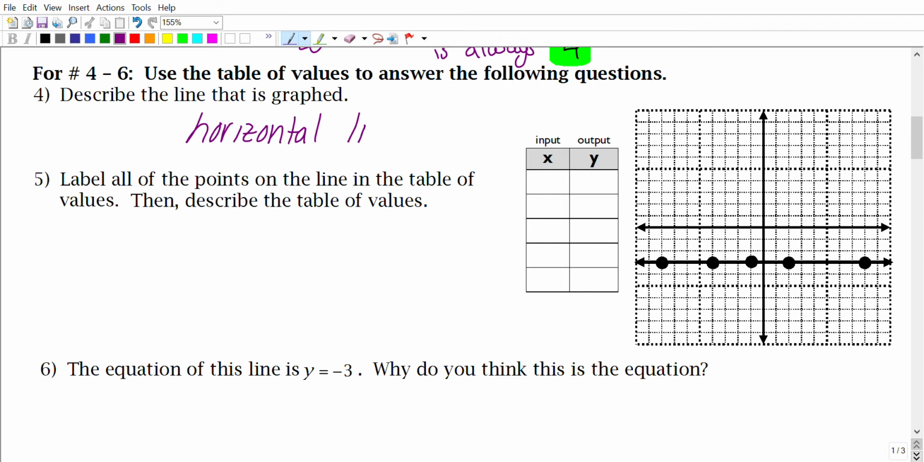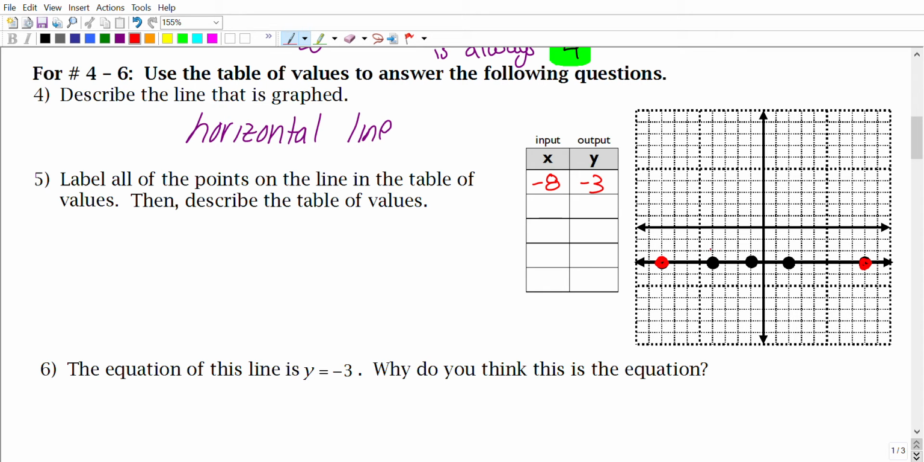So another horizontal line. Okay, now number 5 says label all the points on the line in the table of values, then describe the table of values. So let's go ahead and do it. I'm going to go from this point all the way to this point. The first point I see is this one. That is a -8 because it's 8 to the left and down 3.